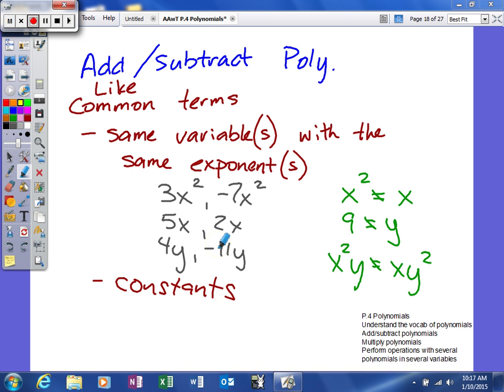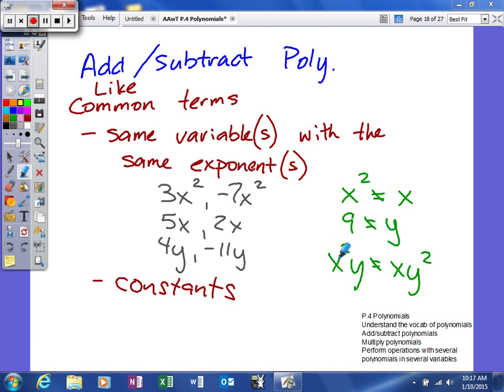If you look, here are some examples of things that are like terms. So since we have x squared and x squared, we can add those two together. X and x, we can add those together. Y and y, we can add those together. Things that are not like terms. X squared and x, those are not like terms, so you cannot add them together. A constant and a variable, you cannot add together.